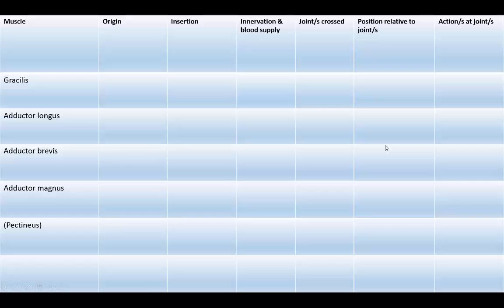Now that you've reviewed the muscles of the medial compartment, fill in this table. Look at each muscle, note its origin and its insertion, look at where it gets its blood supply and its innervation, which joint or joints it might cross, and where relative to the joint it crosses, and use those to work out the action at this joint or joints. So for gracilis, for the adductor longus, brevis, and the adductor magnus, the adductor part, as well as the pectineus muscle.